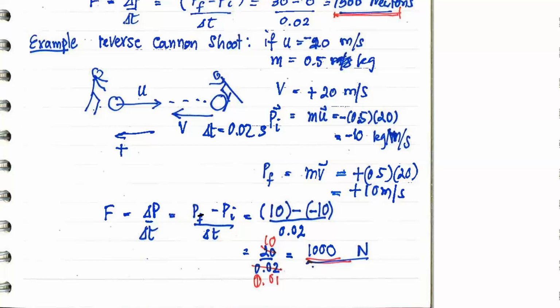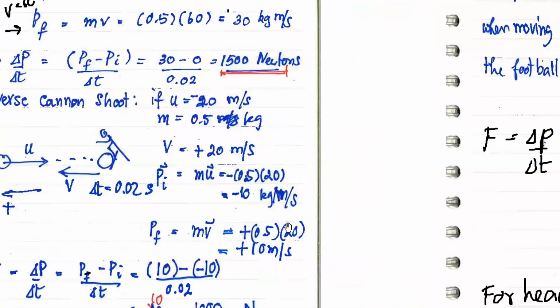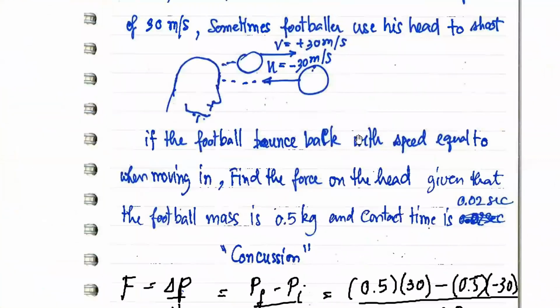So the force that is acting is 10 minus minus 10, divided by 0.02, and that gives you 1,000 newtons to kick the ball. Okay, and that is one particular way of doing a kick, the reverse cannon kick. Let's take a look at another question.